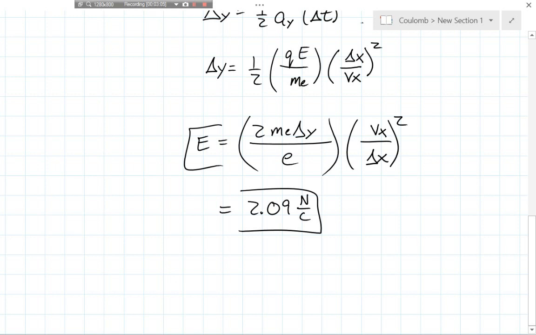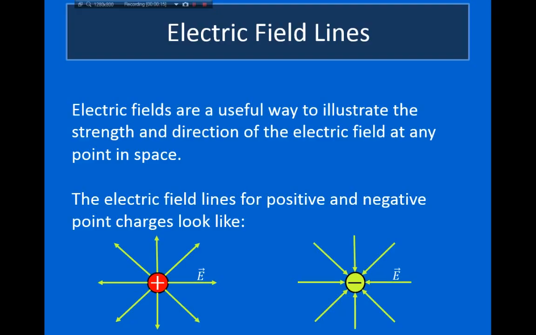So this is the magnitude of the electric field that causes the electron to be displaced by 1.5 centimeters. And now the last thing I want to talk about in this video is something called electric field lines. And basically what electric field lines do is they allow us to easily visualize the strength and the direction of the electric field.